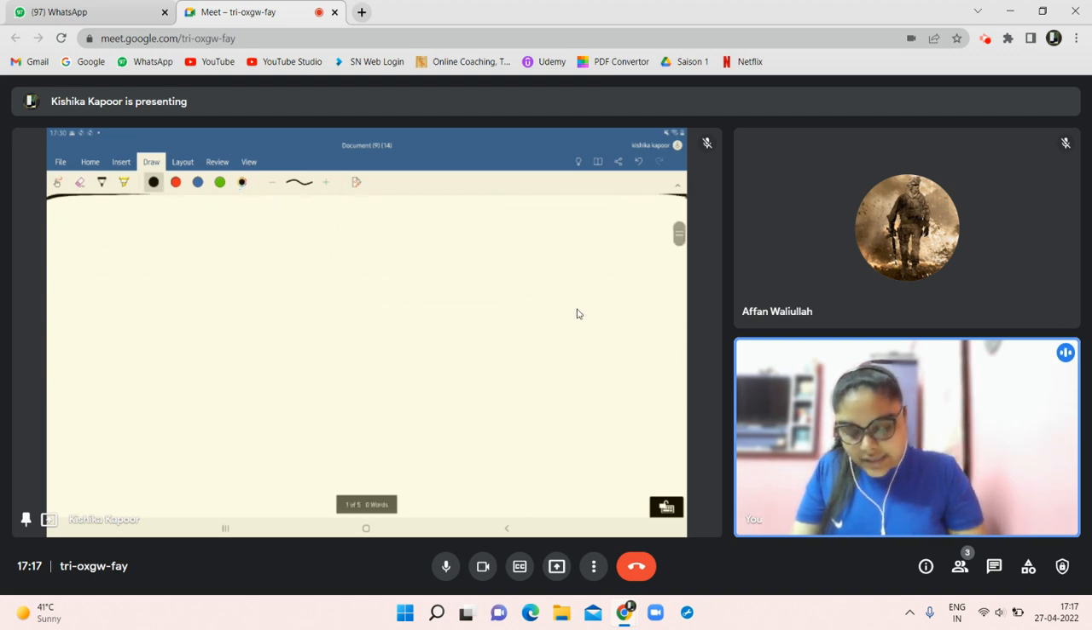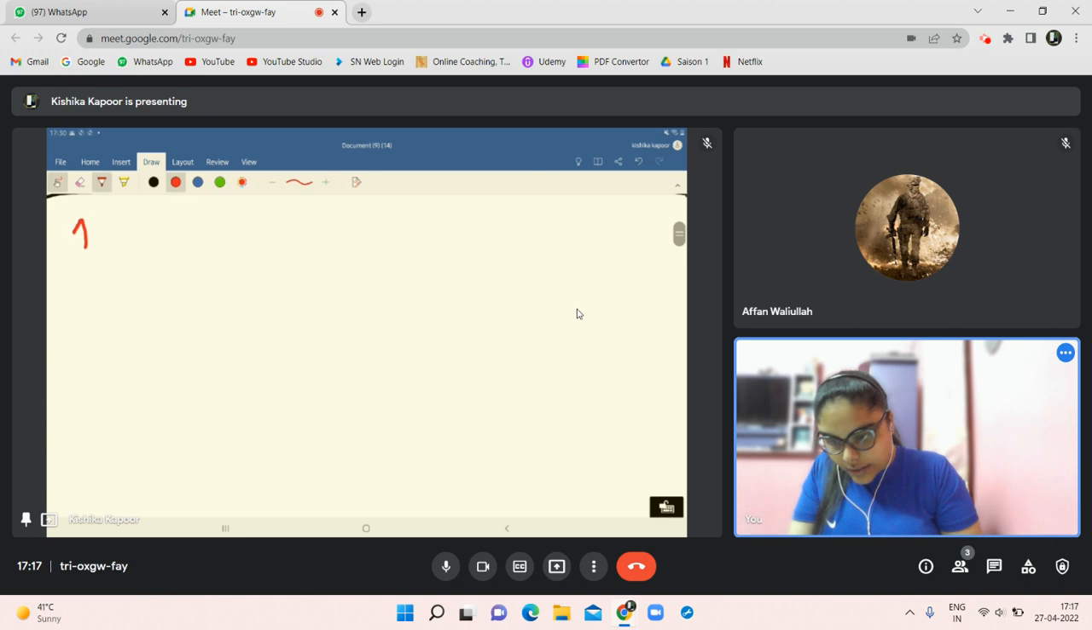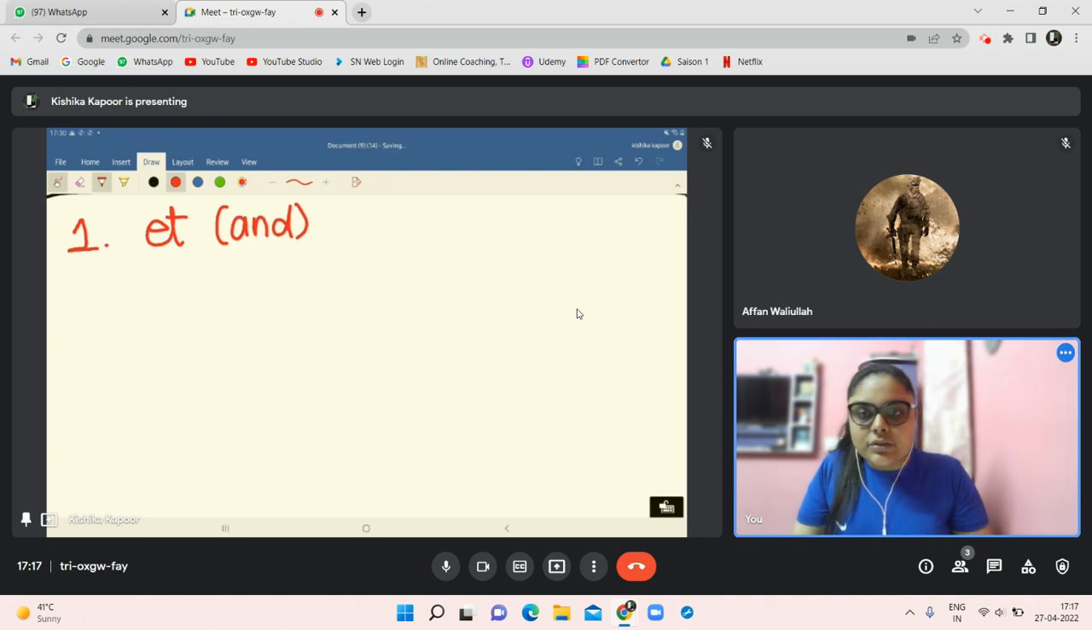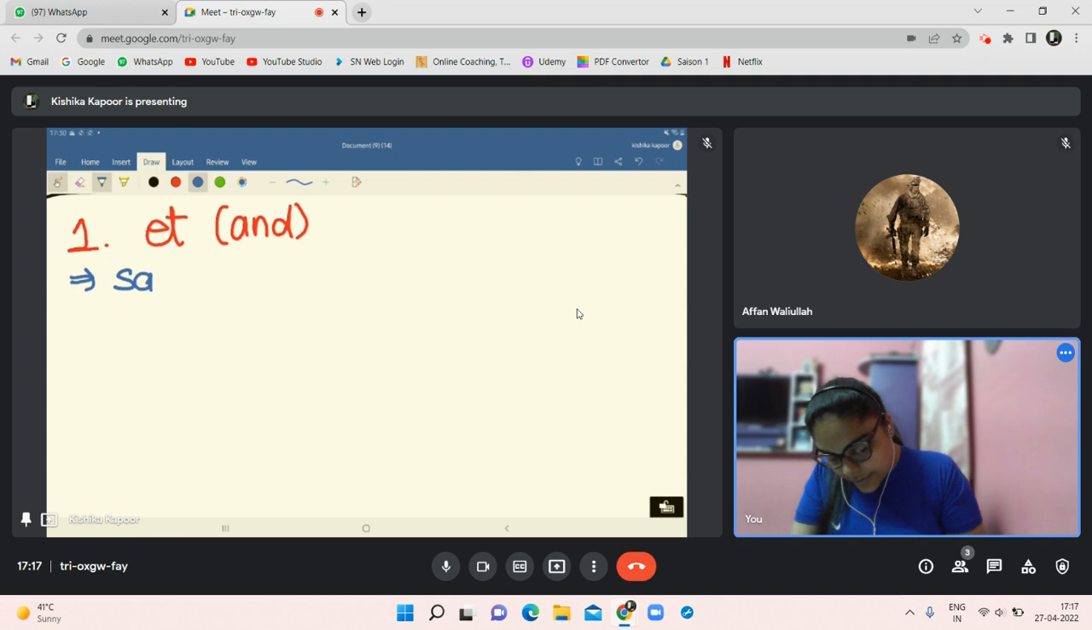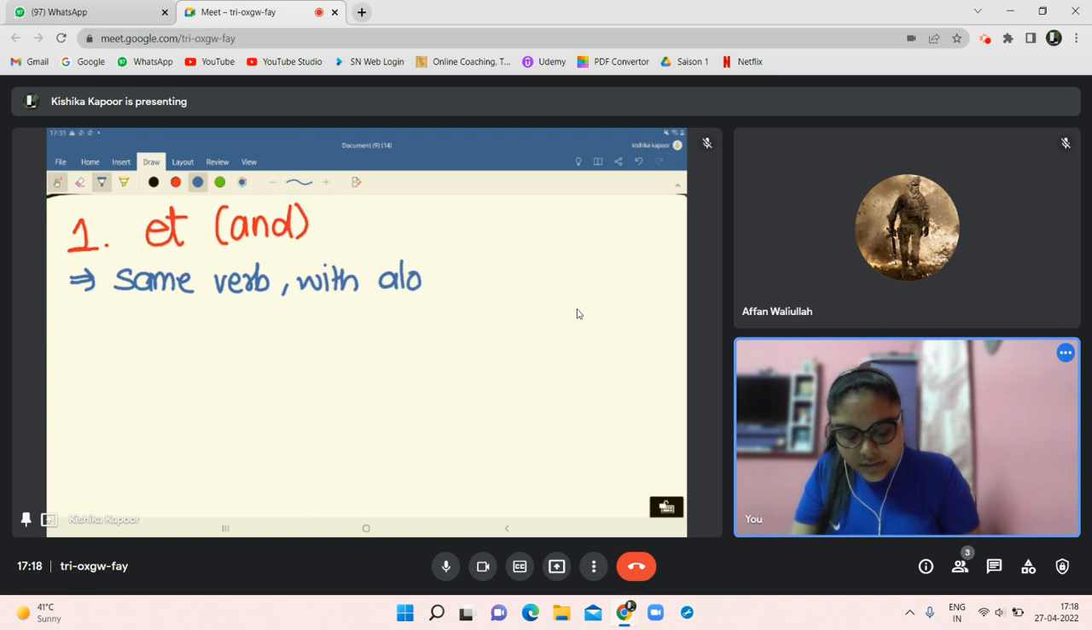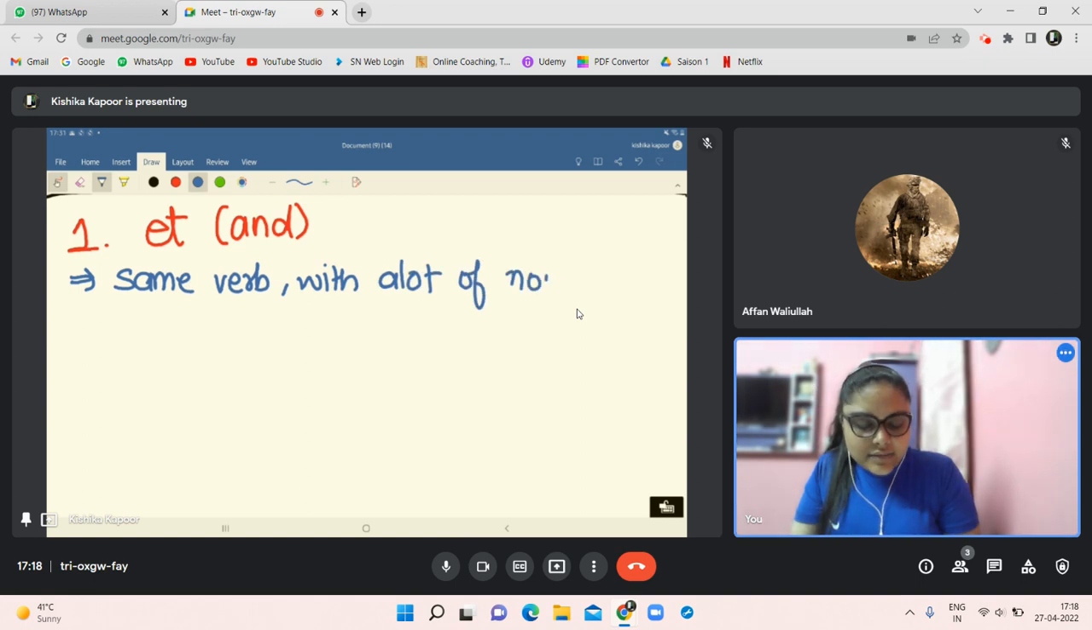Okay, the first connector we have is ET. ET is and, the same sense as in English. I want to eat cake and chocolate, for example. So when will we use this connector? First, when we have the same verb with a lot of nouns. A lot of means we can have two or more than two.